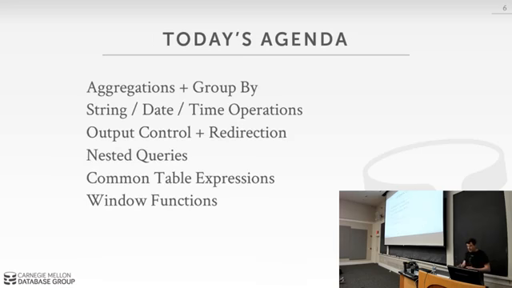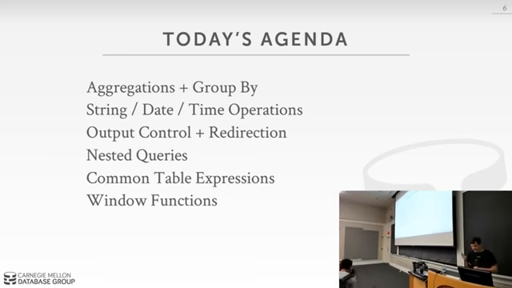All right, so the outline for today is we're going to cover aggregations, group bys, and a bunch of operations on strings, dates, and times. Then we'll have output control. And then the more complicated things will be nested queries, common table expressions, and window functions. For homework 1, you'll need to use all of these except for the window functions, because you're going to be doing homework 1 on SQLite, and only the latest version of SQLite, as of last week, just added support for window functions. But everything else SQLite should be able to support.